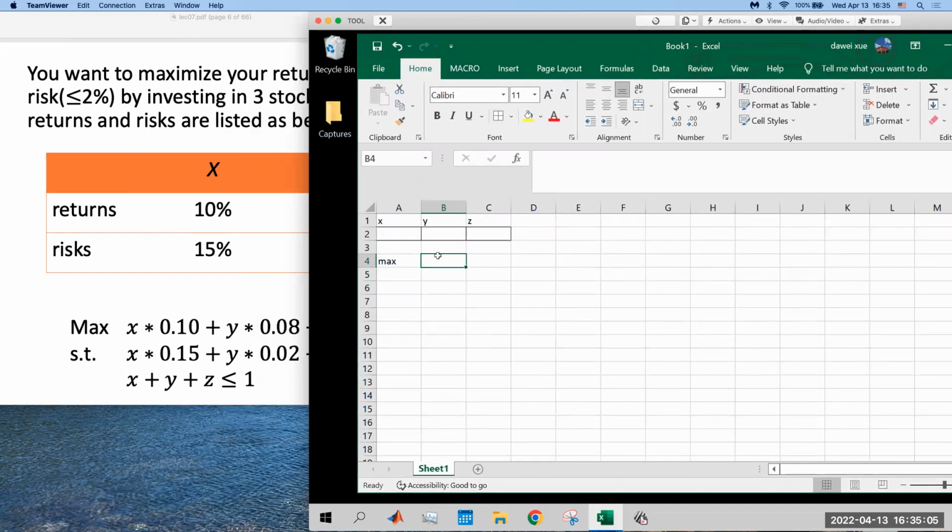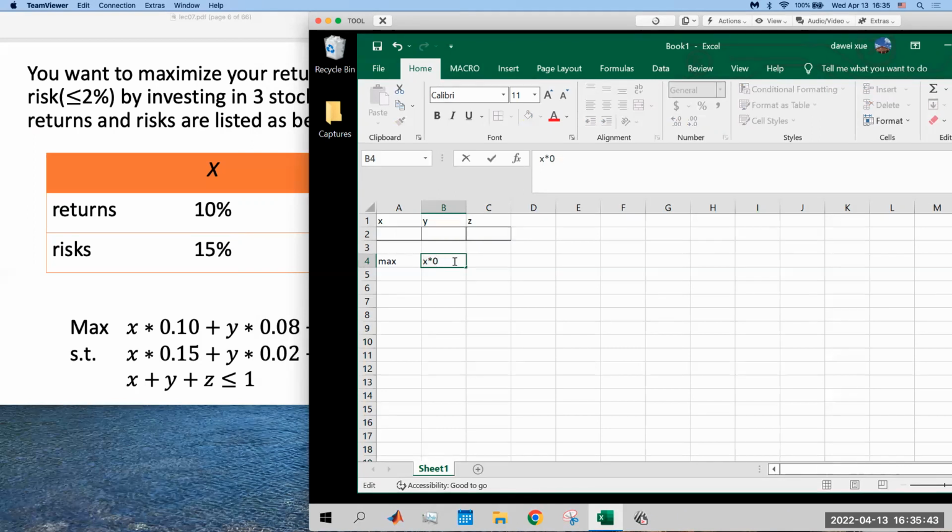And here is some little tricky stuff. Some students just type this equation, like X times 0.1 plus, and so on. In this case, you're telling Excel that this cell will represent this equation. Excel doesn't understand why you want to solve this equation, because that's something Excel cannot understand.